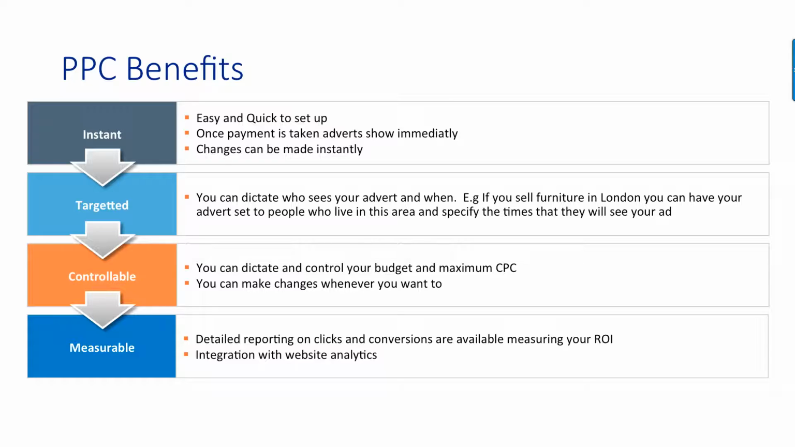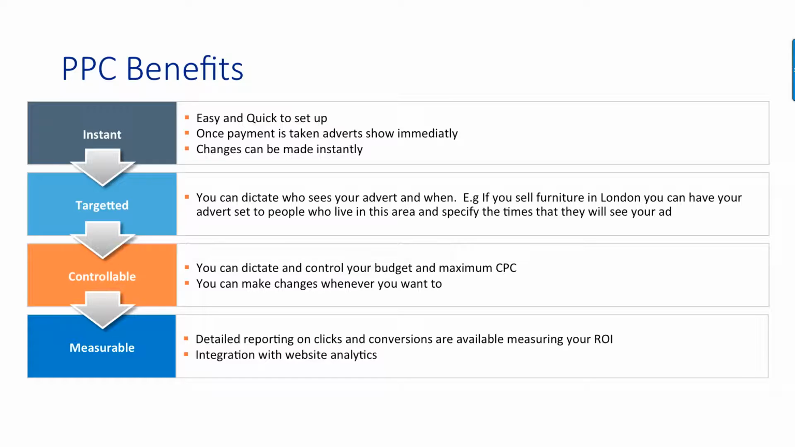It's very controllable, so you can dictate and control your budget and your maximum cost per click. Generally how it works is you bid, so you say I'm willing to pay up to 10p per click for keywords associated with my business, and I have a budget of £5 a day. Google will spread your budget across the day, and once it has been reached, your ads will no longer show until the next day. It's also really easy to make changes, so you can switch it on or off, or have it appear only at certain times of the day.